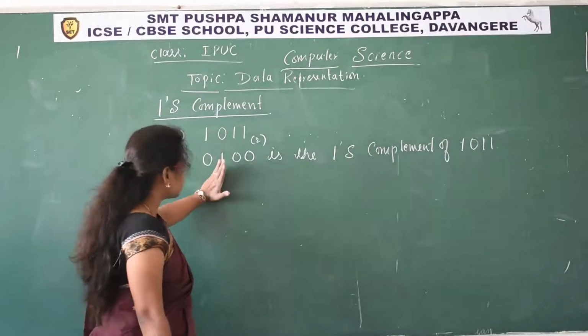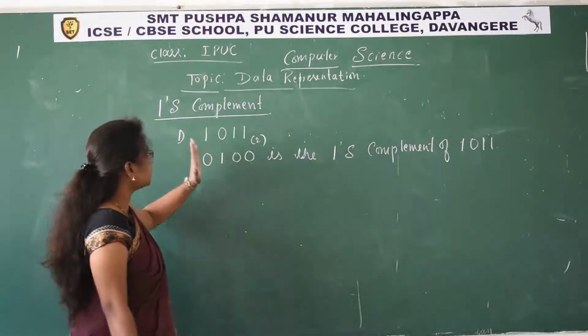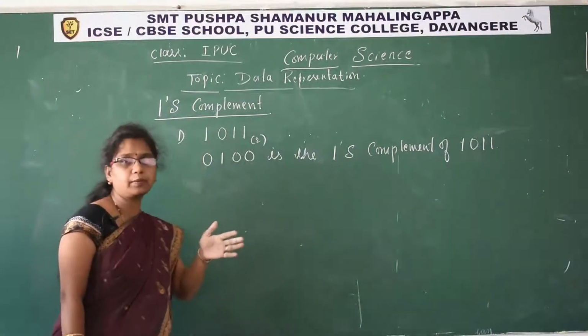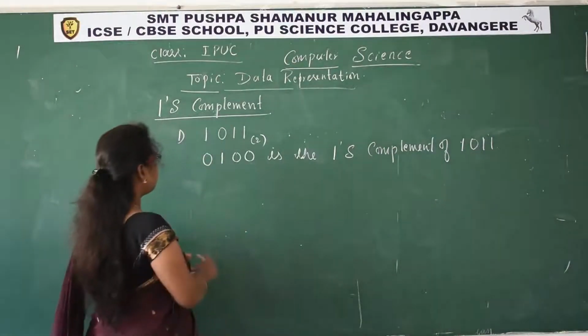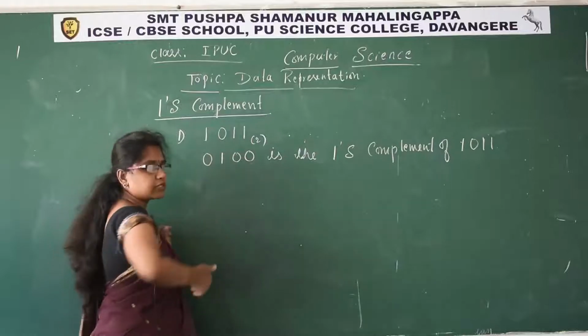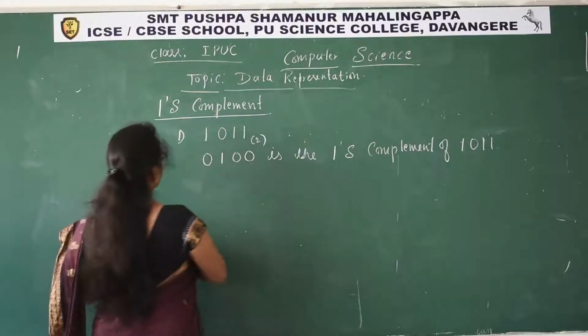So what you need to understand? First, how to get the ones complement of a given binary number. We have to replace all zeros by ones and all ones by zeros.